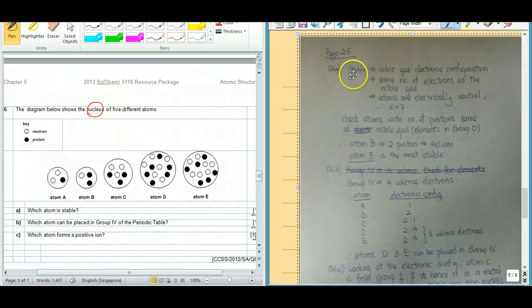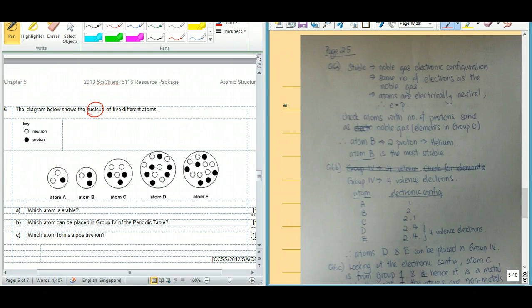In order to be stable, what you will tend to have is the noble gas electronic configuration. In this case, it must have the same number of electrons as the noble gas. The noble gases are the elements found in group 0. So once we know the number of electrons for your noble gas, we can also find out how many protons your noble gas has. So do take note, which atom is stable.